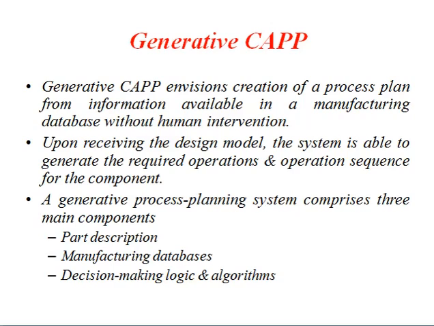In order to achieve that, you will have a certain set of models and a certain set of systems, and this system is able to generate the required operations and the operational sequence you are going to follow for the component. If you consider the concept of generative type computer aided process planning, we can make out three major components, divided as three steps: first, part description; second, manufacturing databases; third, decision making logic and algorithm.